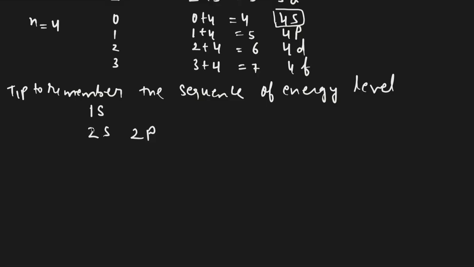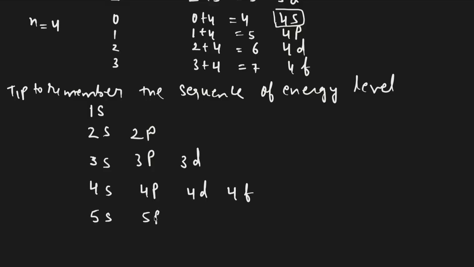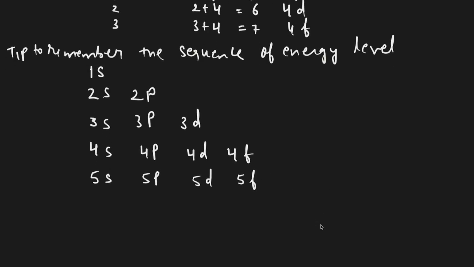Why? Because for 2, the only possible combination of L is 2s and 2p. Then we have 3s, 3p, 3d. So in case of 3, only s, p and d are possible. Then we have 4s, 4p, 4d, 4f. Then we have 5s, 5p, 5d, 5f. 5 can have other orbitals also, but while writing this tip, we don't go beyond f. Then we have 6s, 6p, 6d. We can also write 6f. Then we have 7s and 7p. Okay, we can write the rest also, but normally we don't fill to that level. That is why these are enough.